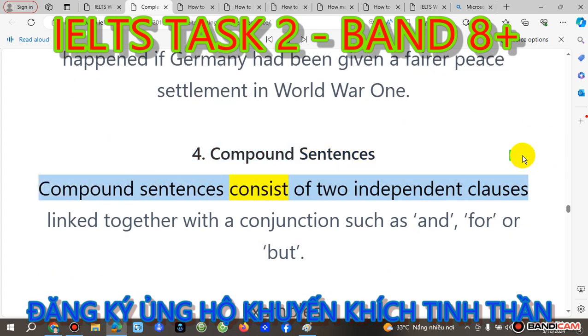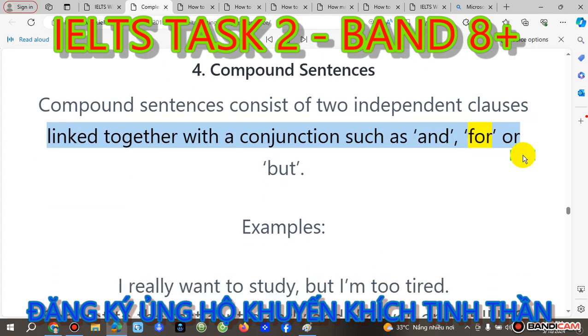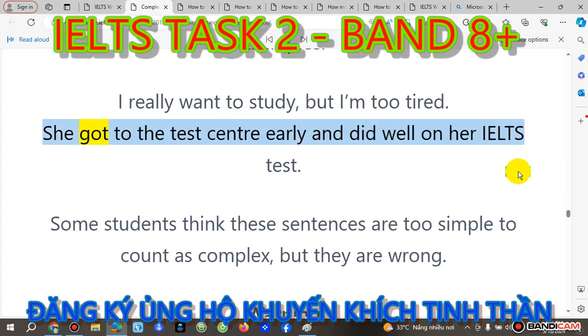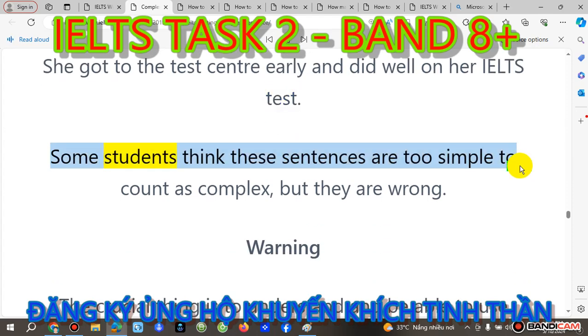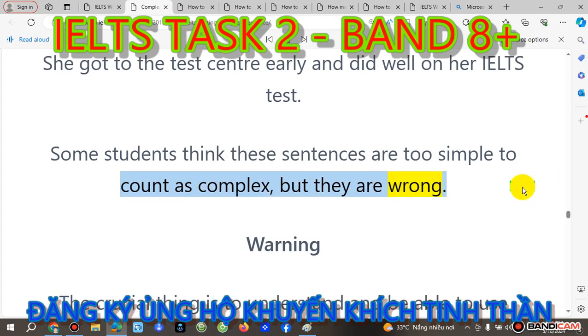4. Compound sentences. Compound sentences consist of 2 independent clauses linked together with a conjunction such as and, for or but. Examples. I really want to study, but I'm too tired. She got to the test center early and did well on her IELTS test. Some students think these sentences are too simple to count as complex, but they are wrong.